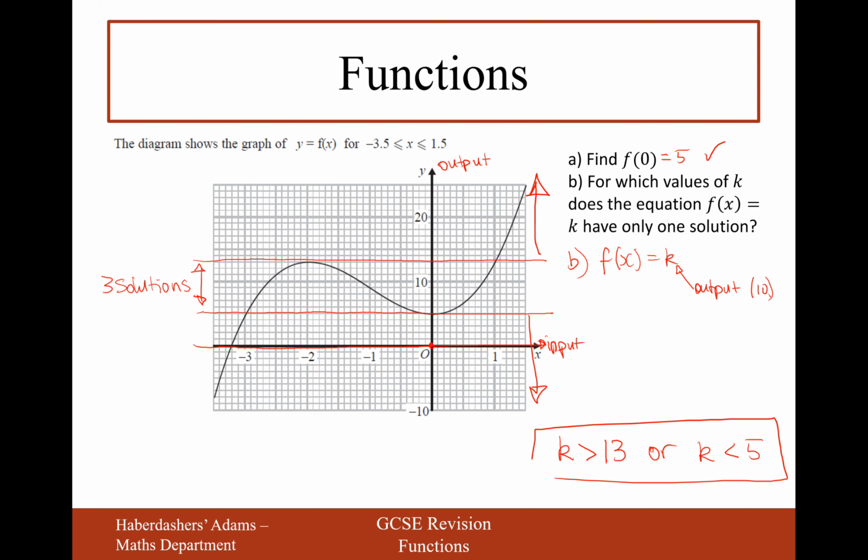So there we are. Those are the values for k that you are allowed to select if you only want one solution to f of x equals k. Pretty difficult question, that one. I won't worry too much if you don't quite get it. It's like a bonus question, really.